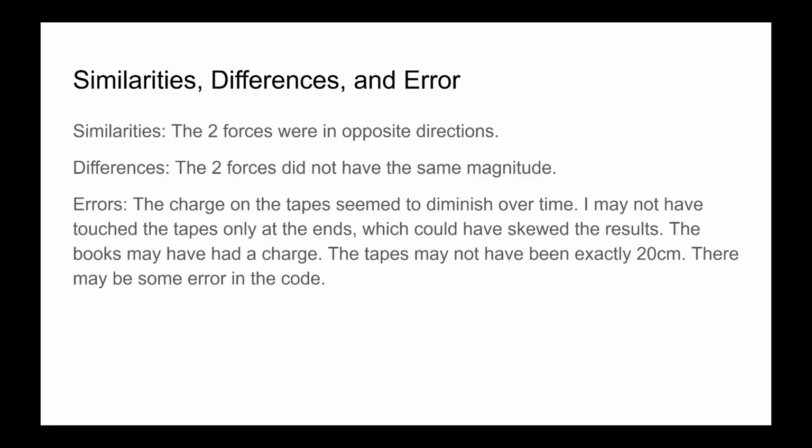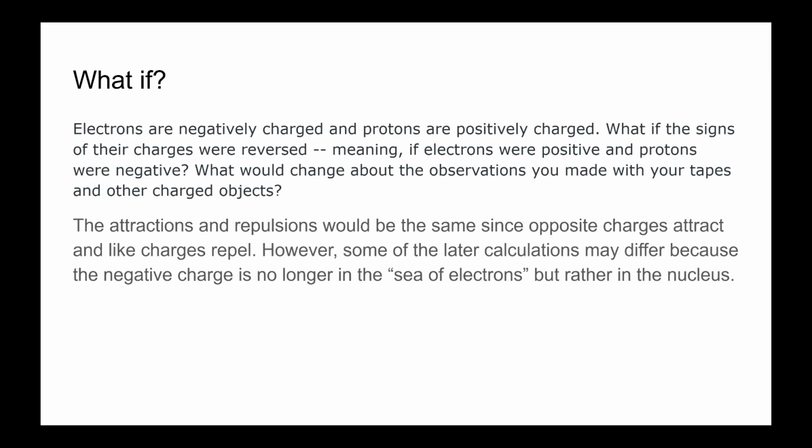So what if the charge of protons and electrons were swapped? The attractions and repulsions would be the same since opposite charges attract and like charges repel. However, some of the later calculations may differ because the negative charge is no longer in the sea of electrons, but rather in the nucleus.